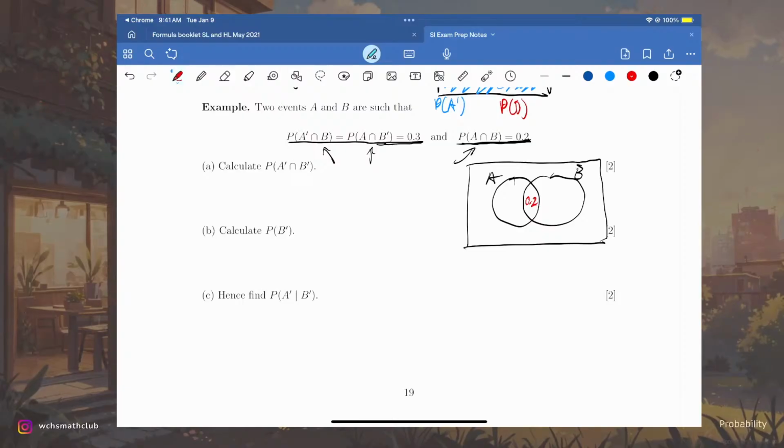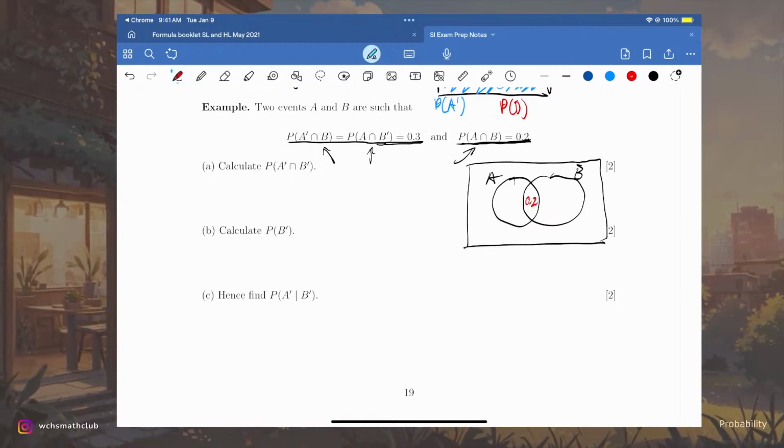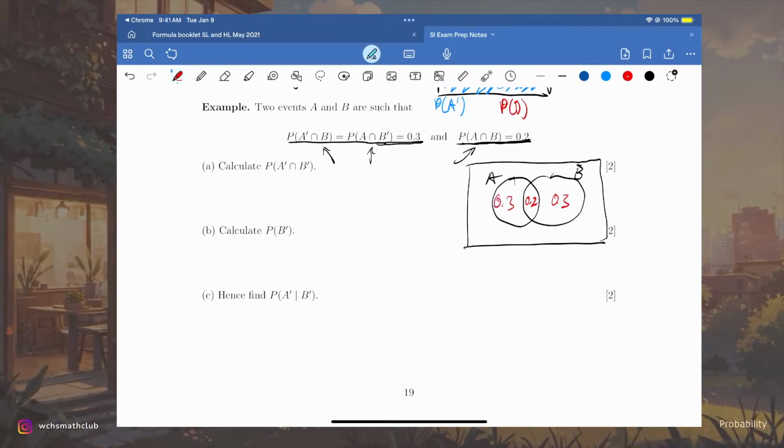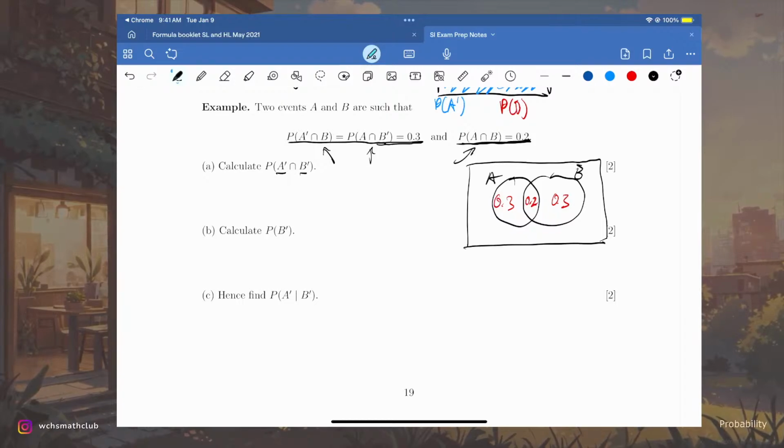And P of A prime intersect B, well, that's just not A. So everything that isn't A but is part of B, which is actually just this section right here. So that would be 0.3. And similarly for A intersect B prime, that's also 0.3. So now we're going to calculate the probability of A prime intersect B prime. So the idea here is it's hard to visualize what A prime and B prime look like when you take the intersection of them.